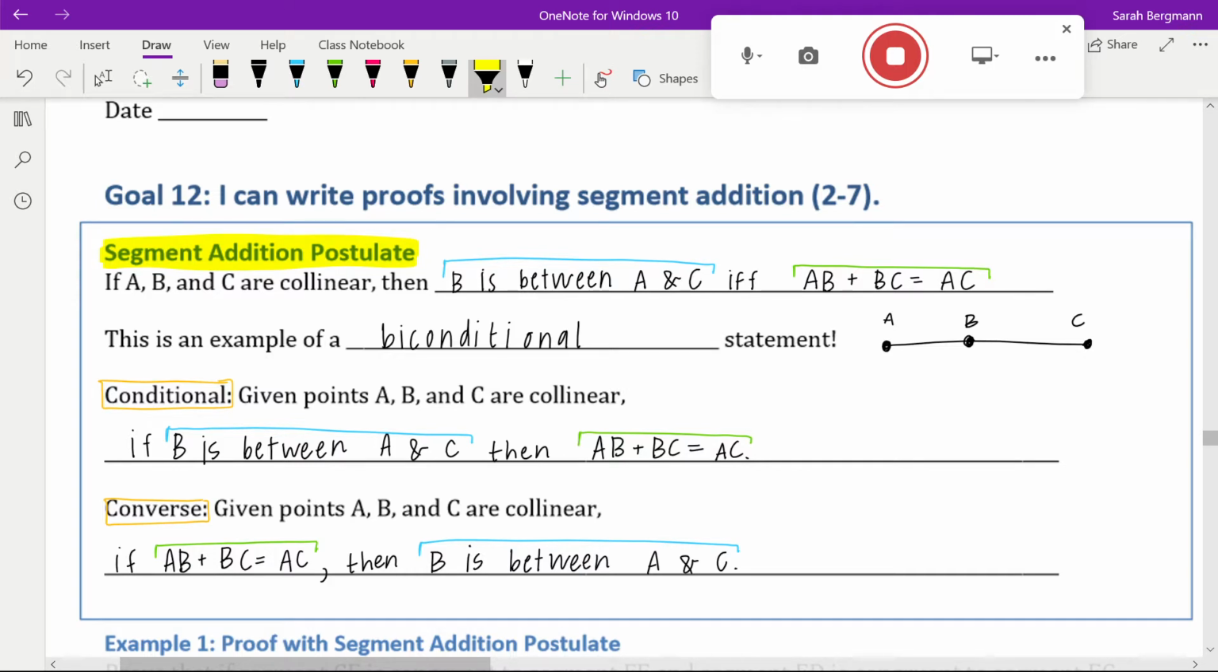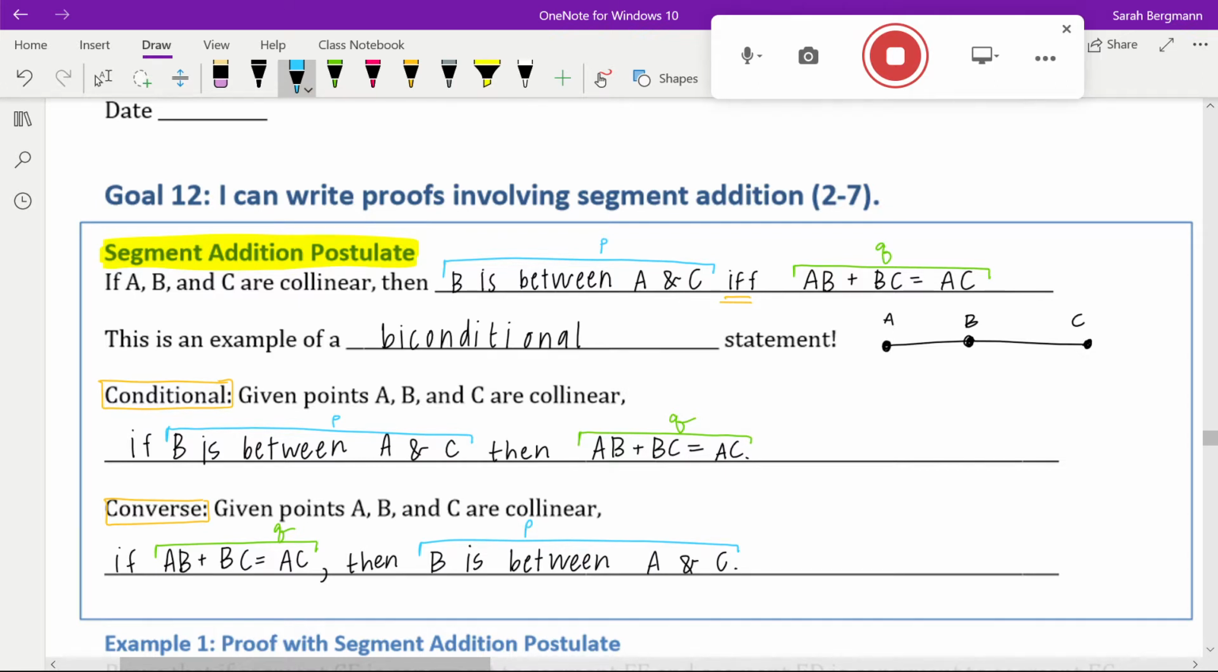It says, if points A, B, and C are collinear, then B is between A and C if and only if AB plus BC equals AC. So remember, this if and only if is abbreviated IFF. It means that it's a biconditional statement. So if we look at the hypothesis and the conclusion, let's call them P and Q, the conditional is true, so P must imply Q. And also the converse is true, Q must imply P.